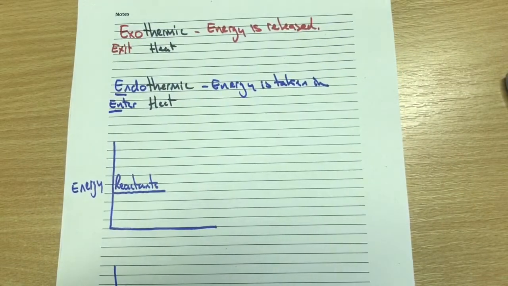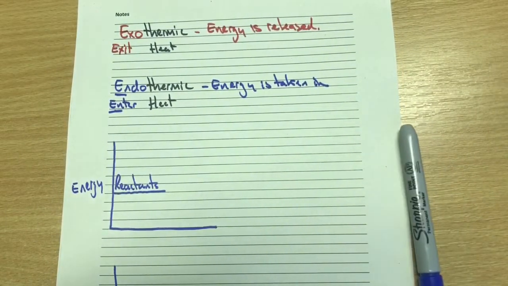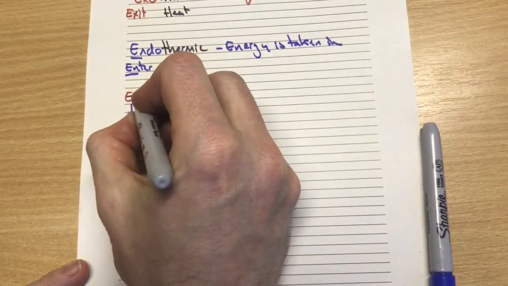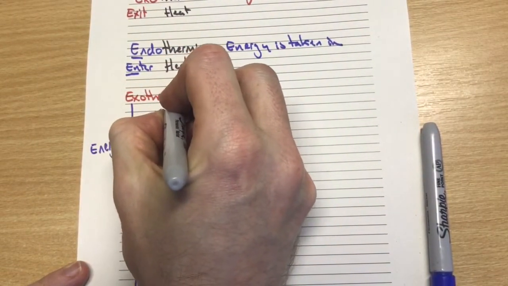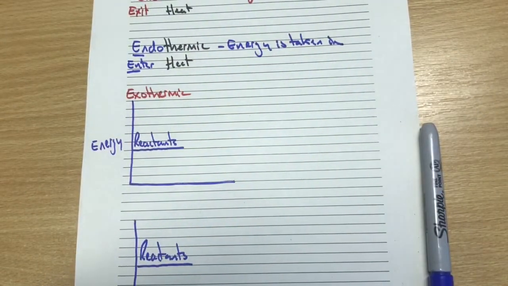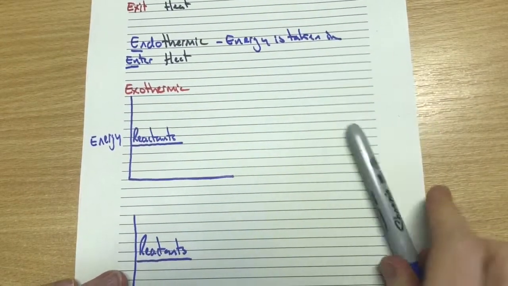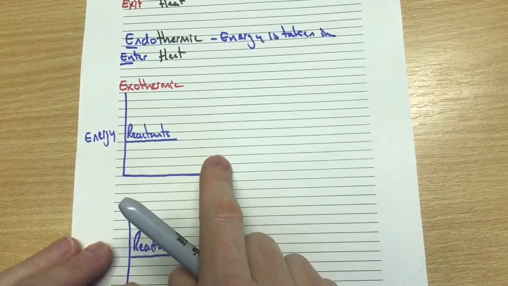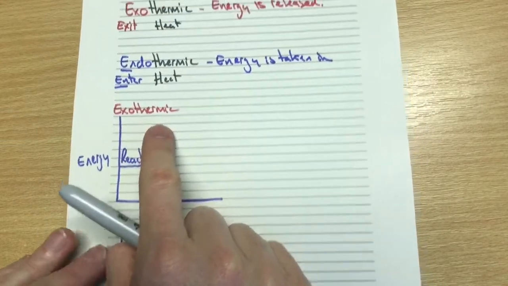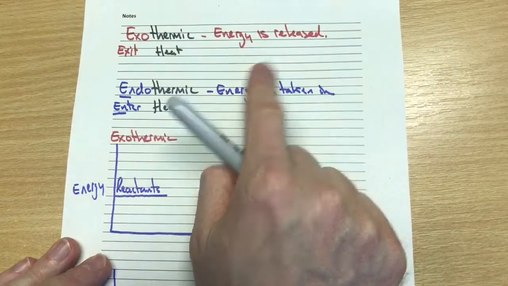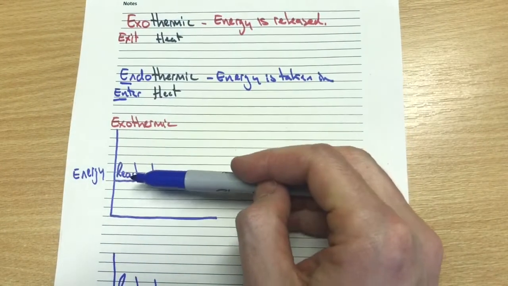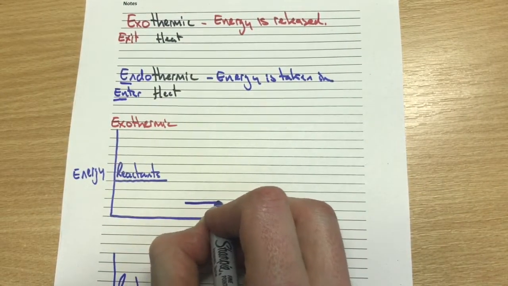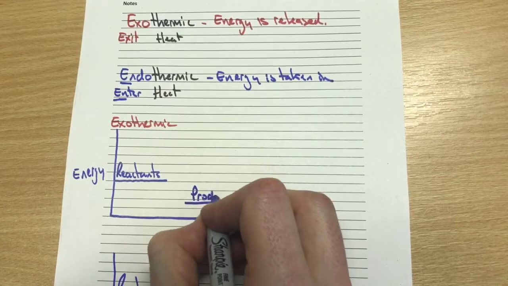In terms of how we represent these in a graphical format, underneath here we've got some axes to help with this. I'm going to make this first one my exothermic reaction. What we're doing here is measuring the energy that the reactants have at the beginning, and we need to draw a line to show where the products are going to be. Remember, exothermic means that energy is being released. If energy is being released, as these reactants become products, they will have less energy. So my products will be down here.